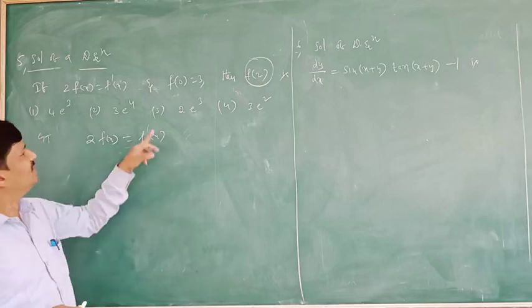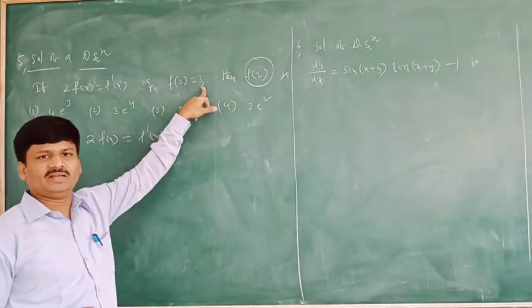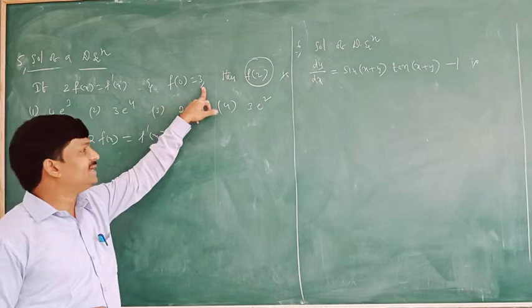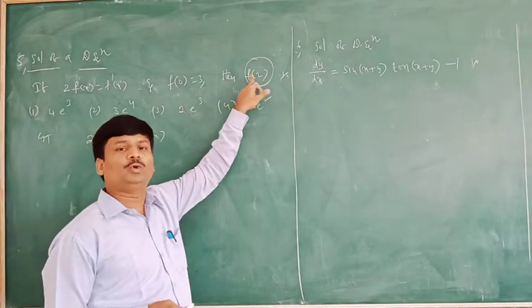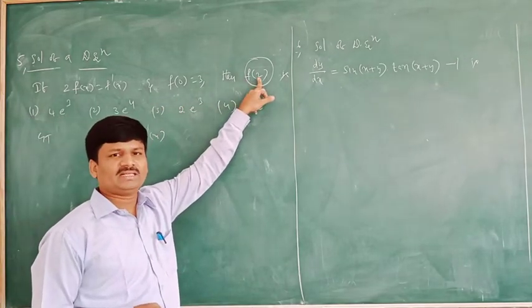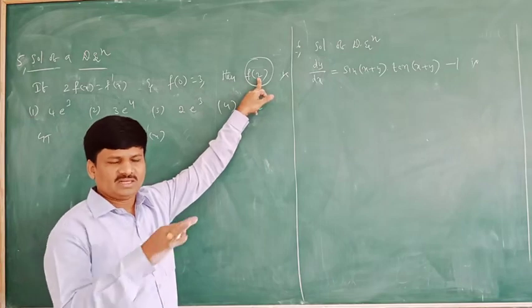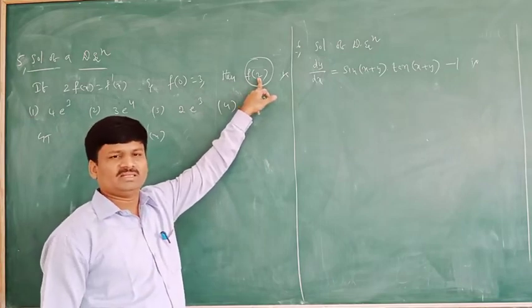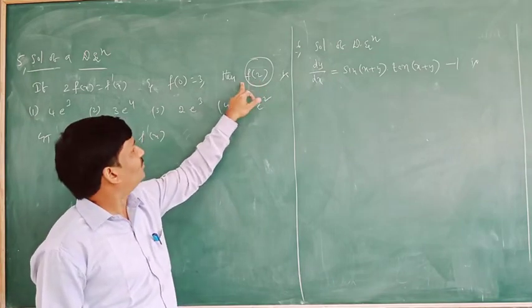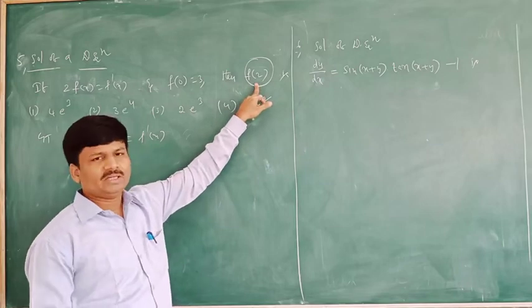And here what is asking? F of 0 is equal to 3 is given here. Then what is asking here? F of 2 value is asking. He is not asking for the solution also. F of 2 value, directly that means solution only.